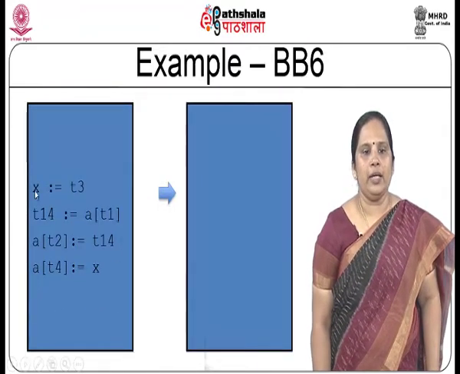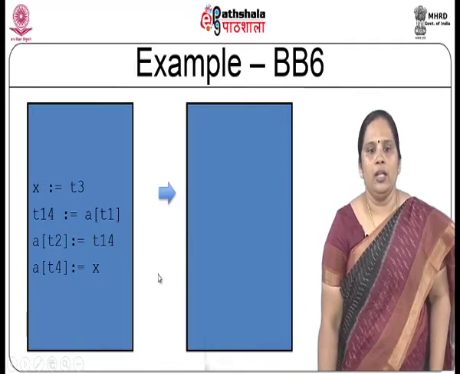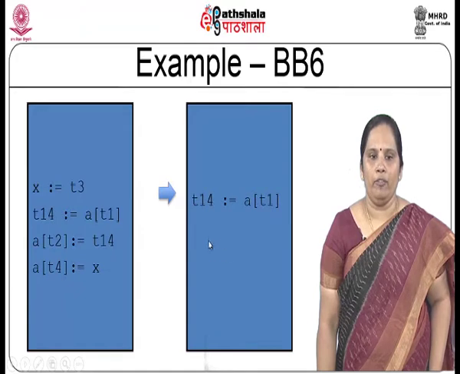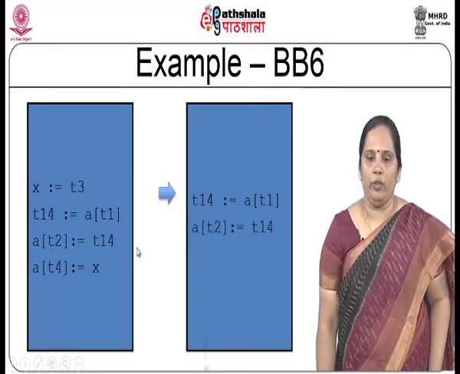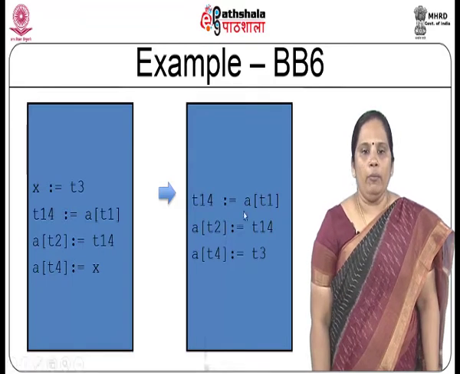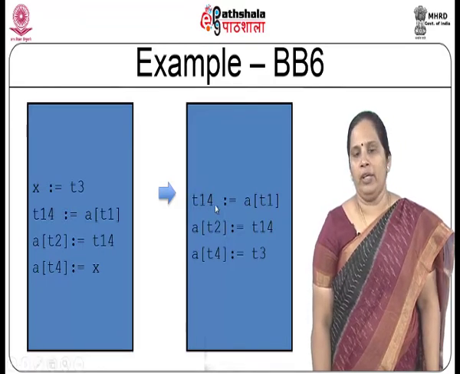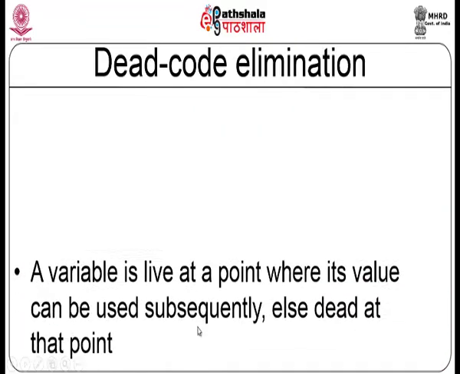Similarly, I have here x = T3, T14 = A[T1], A[T2] = T14 and A[T4] = x. So here T14 = A[T1], and I am going to use T3 in place of x, and A[T2] = T14, and A[T4] = T3. That is going to be the next statement. Now I am not reusing T14 here because it is anyway a temporary variable, whereas here I am assigning it to a variable and then getting the value, therefore I have basically used that.